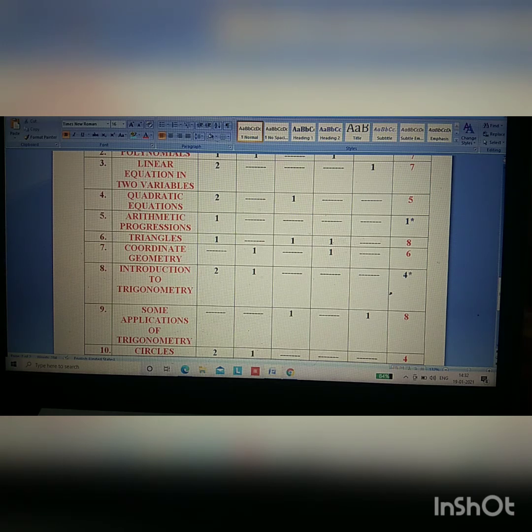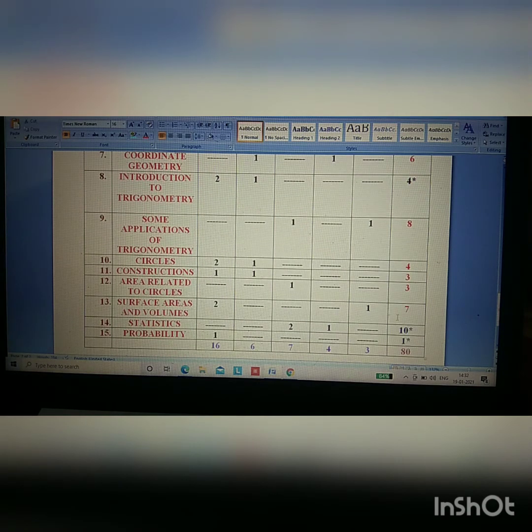Next, some applications of trigonometry. The sample paper contains only 1 question of 3 marks and 1 question of 5 marks, and the total weightage it is carrying is 8 marks. Then we come to circles. There are 2 questions of 1 mark, 1 question of 2 marks, and the total number of questions is 4. Total weightage of these questions is 4.